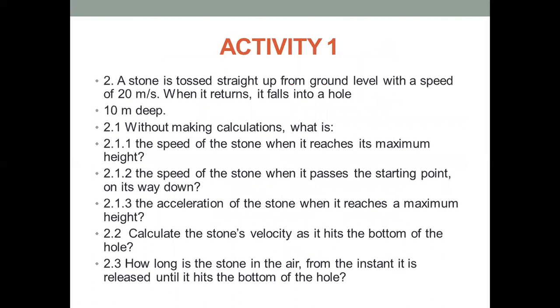Number 2, a stone is tossed straight up from ground level with a speed of 20 meters per second. When it returns, it falls into a hole which is 10 meters deep. Without making calculations, what is the speed of the stone when it reaches its maximum height? What is the speed of the stone when it passes the starting point on its way down? And what is the acceleration of the stone when it reaches maximum height? Then 2.2, you need to calculate the stone's velocity as it hits the bottom of the hole.